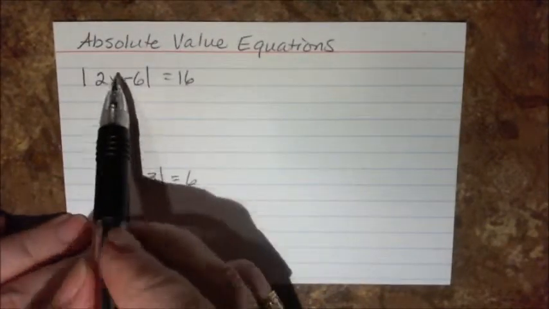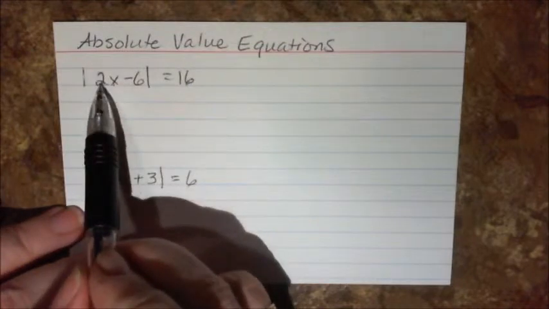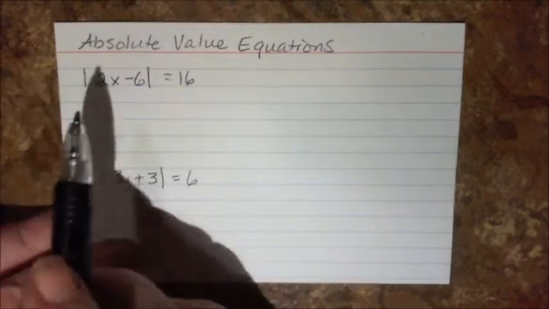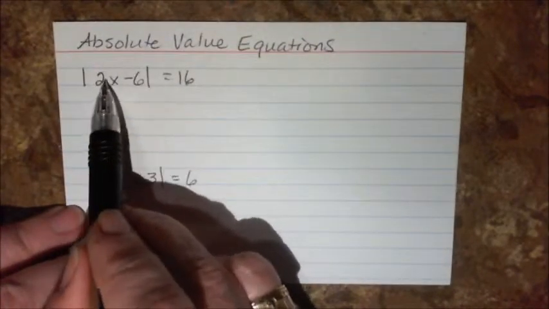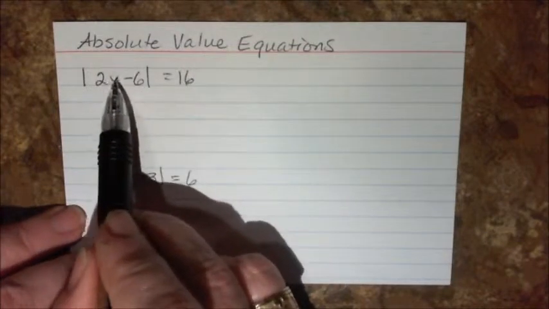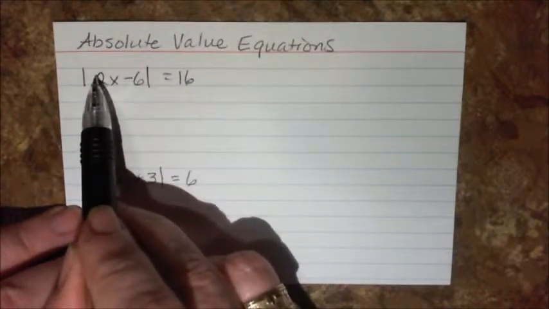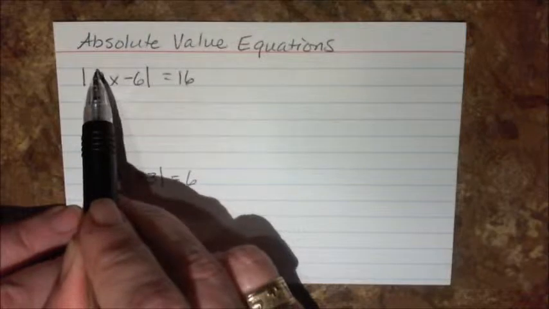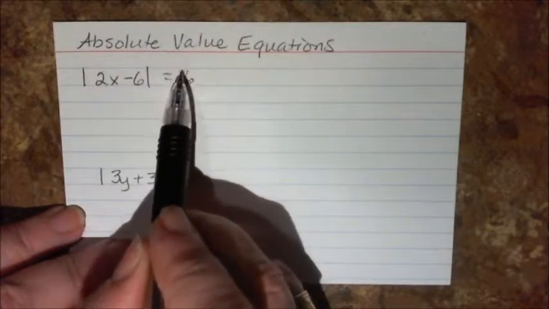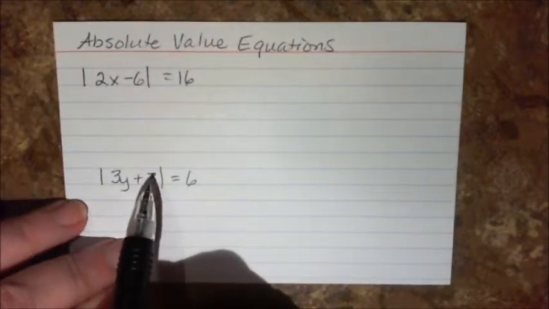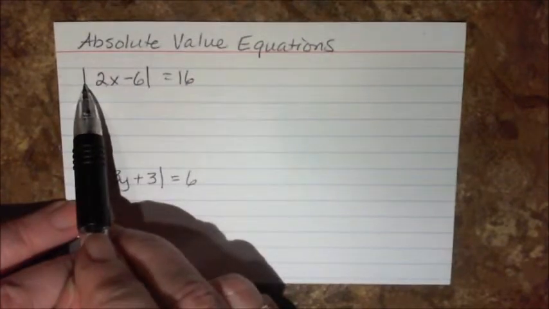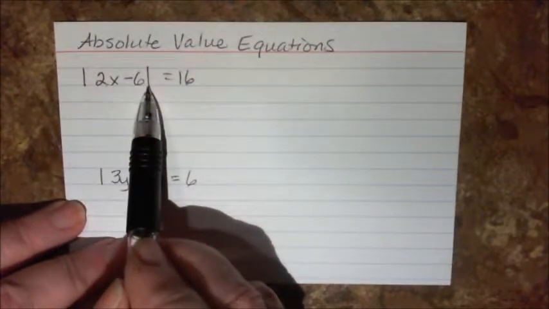Remember that absolute value always comes out positive. But it could be negative inside and come out positive. So what this says is the inside of this could equal positive 16 or negative 16, and it would always come out positive 16. So we check to see, is this absolute value isolated on one side?